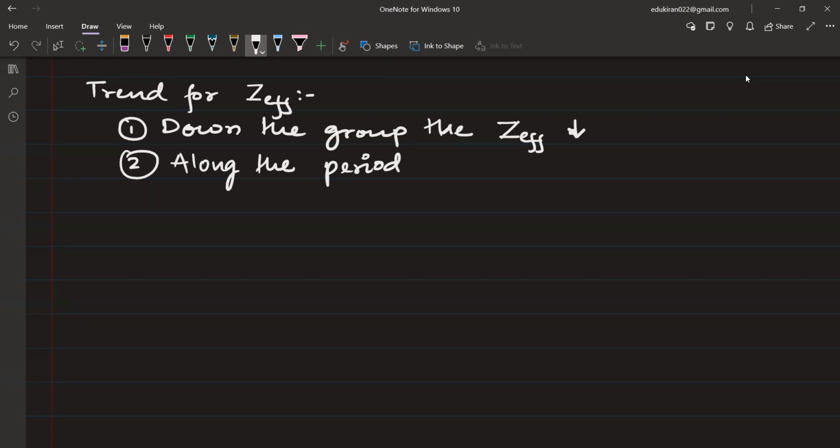And along the period, we are adding more number of protons in the same shell, right? If I talk about the second shell, then we are adding protons, but the size is not increasing. So we have more and more protons and more electrons. So all of these protons will be attracting these electrons. So we can say that in general, what will happen to the Z effective along the period? The Z effective increases.